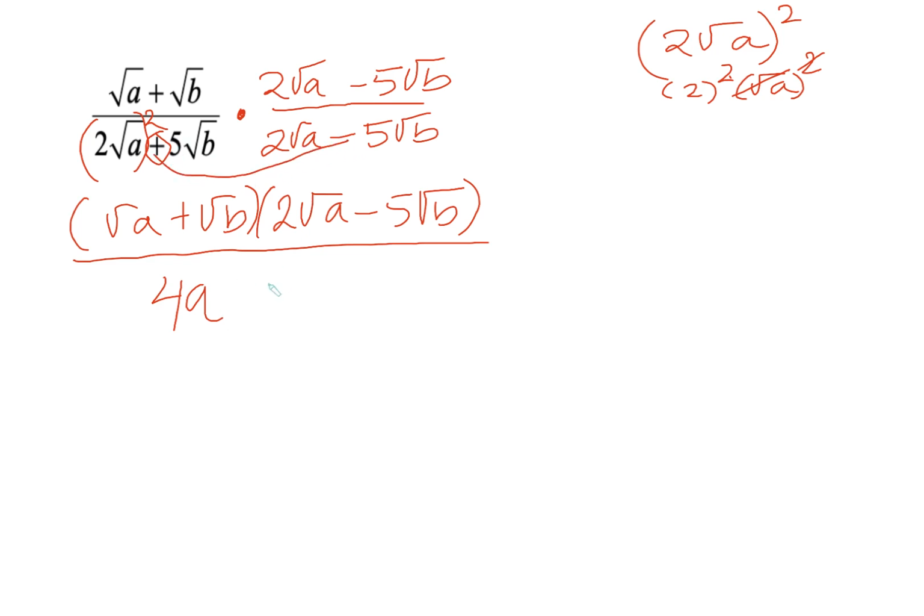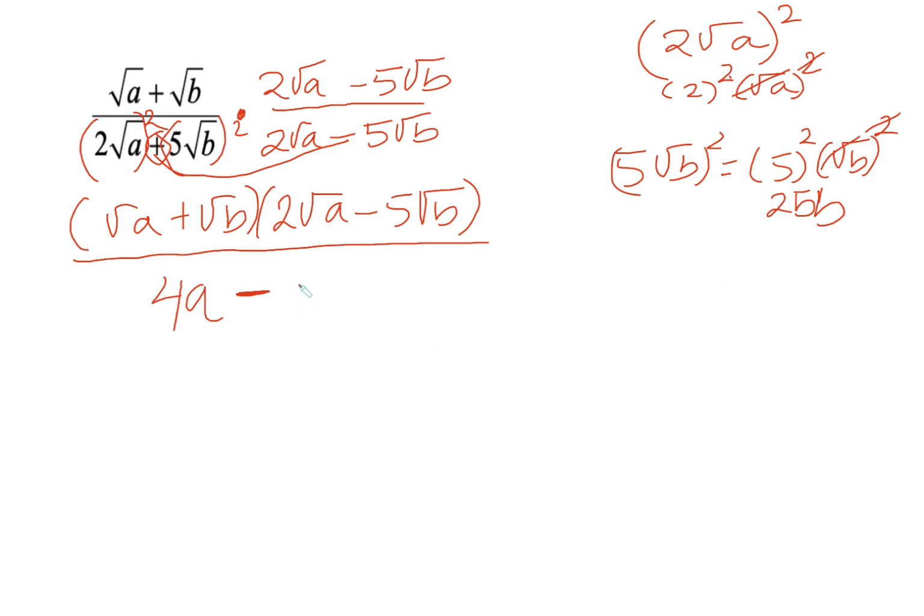Remember, a positive times a negative is a negative. In the denominator, you should always have a subtraction sign, never an addition. Now we need to square 5 radical b, all squared. You're squaring 5 by itself, and the radical b you're also squaring. 5 squared is 25, and remember, the square cancels the square root symbol, and you have 25b.